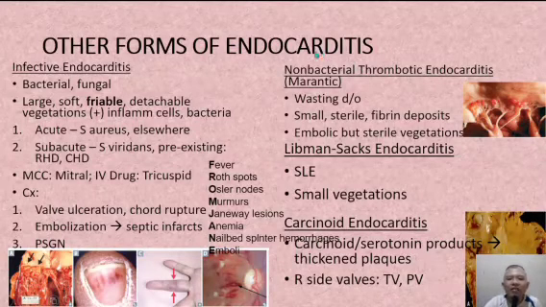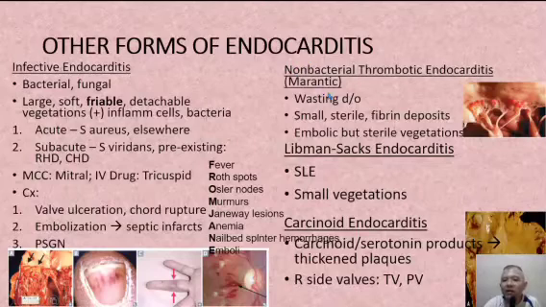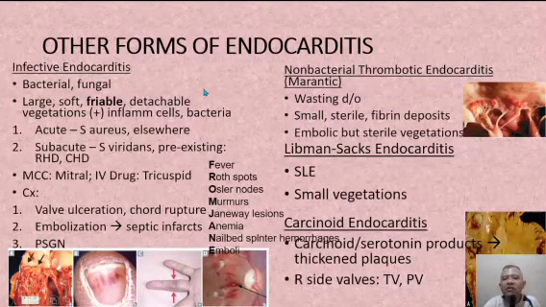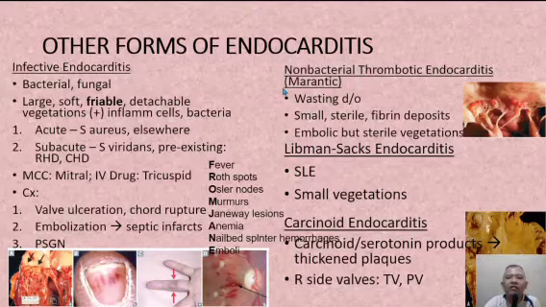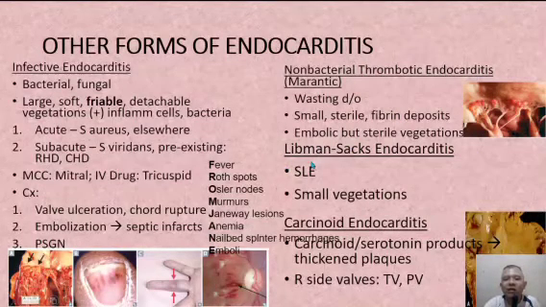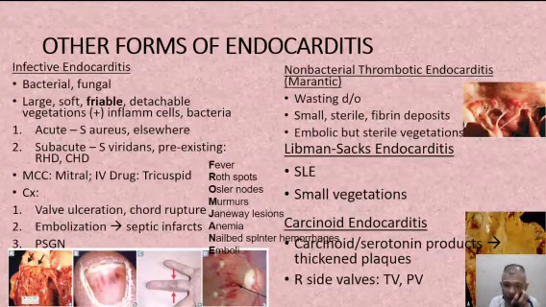Okay. Next is the marantic endocarditis or the non-bacterial thrombotic endocarditis. It is non-bacterial, that means it doesn't cause fever, the vegetations are sterile, although embolic, and it is very common among disorders that present with wasting, such as cancer or malnutrition. Okay, next is Libman-Sacks endocarditis. Just remember, it is endocarditis presented in SLE, systemic lupus erythematosus. It presents with small vegetations.